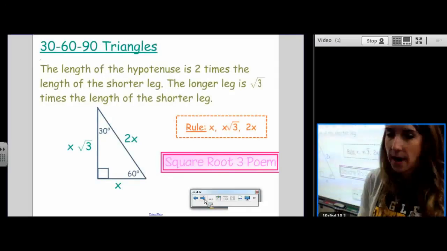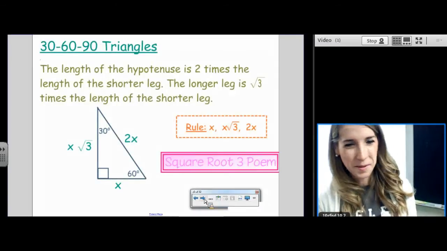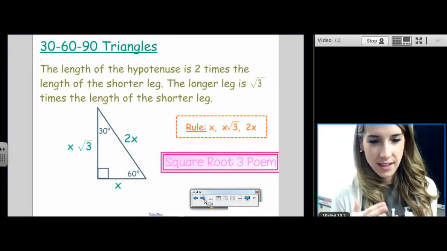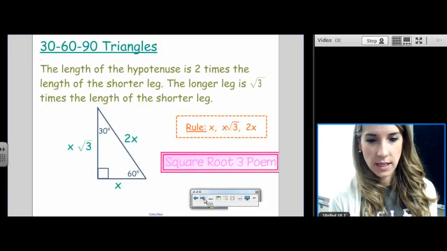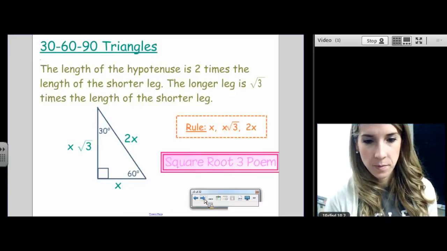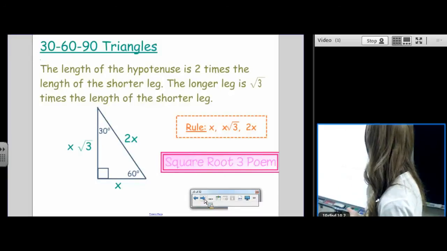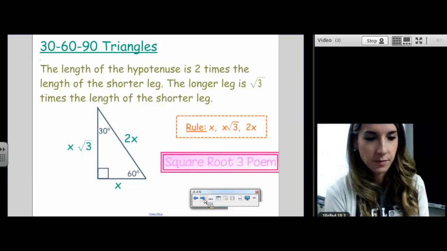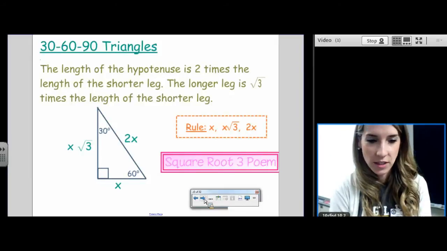Okay, so if you want to write this in your notes, this would be the one slide you would want to write down. X root 3, 2x, 30, 60, 90. X root 3, 2x. There is a poem. I am actually going to show it to you.